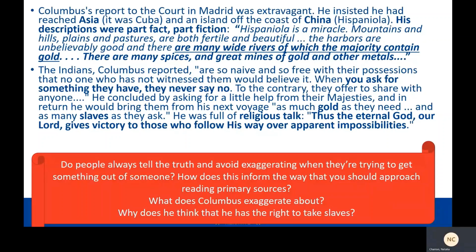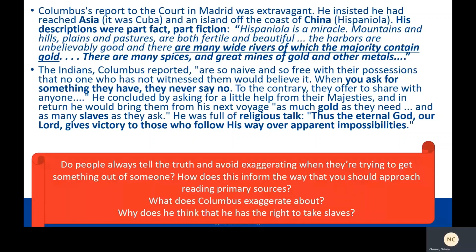Columbus's report to the court in Madrid was extravagant. He insisted he had reached Asia. It was Cuba, and an island off the coast of China, which was actually Hispaniola. His descriptions were part fact, part fiction.